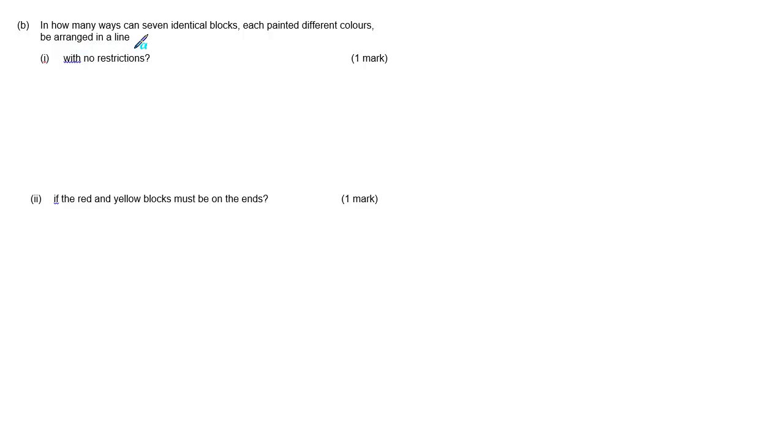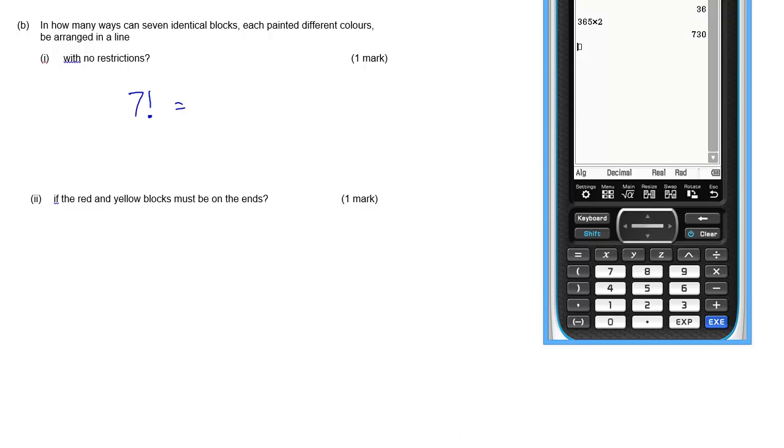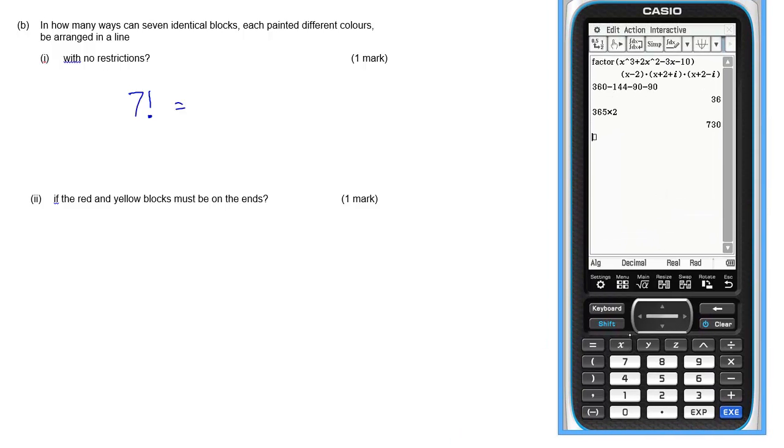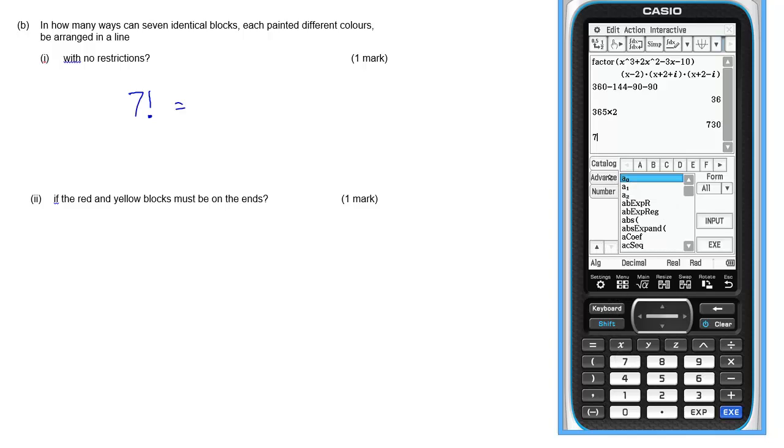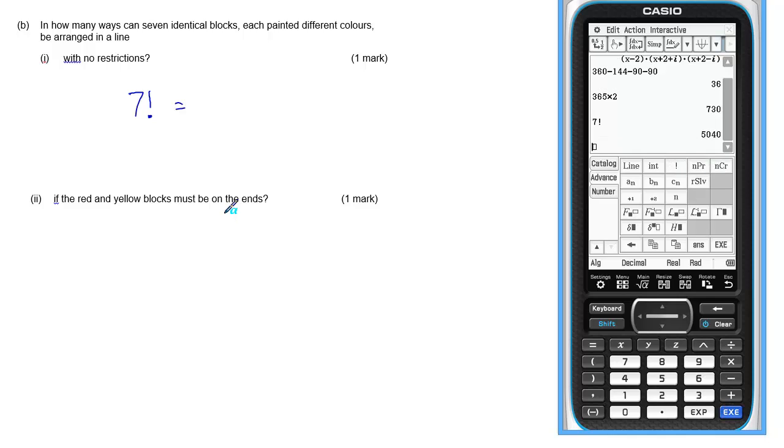In how many ways can 7 identical blocks, each painted different colours, be arranged in a line with no restrictions? So there's 7 of them, so that's just 7 factorial. So 7 factorial is 5040.